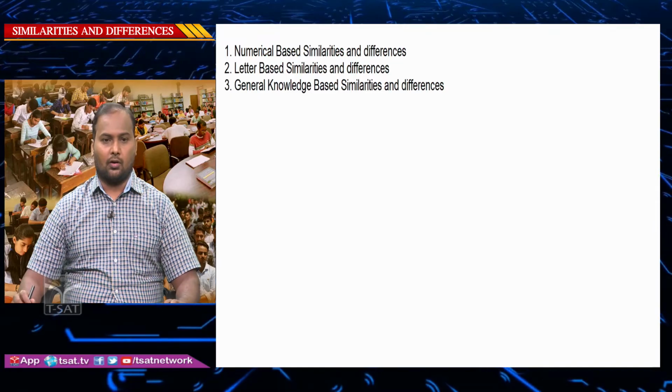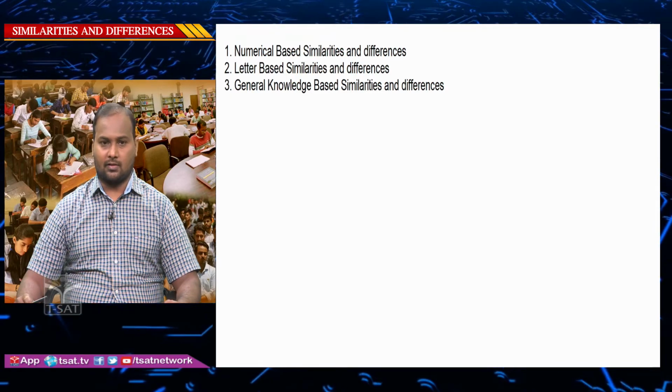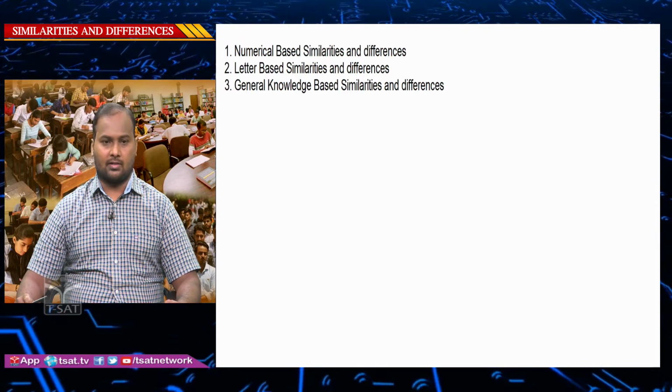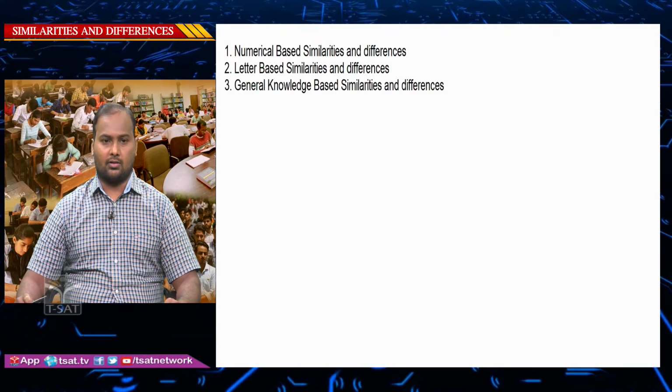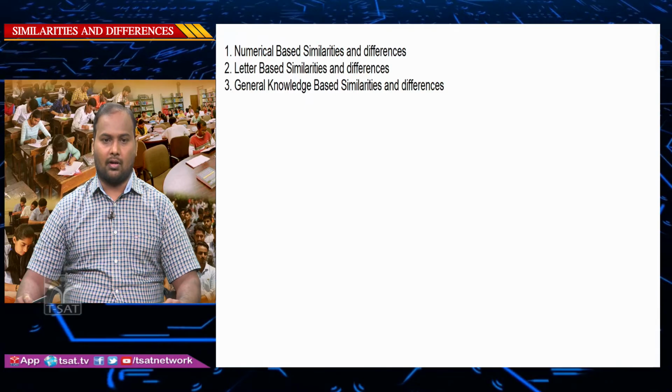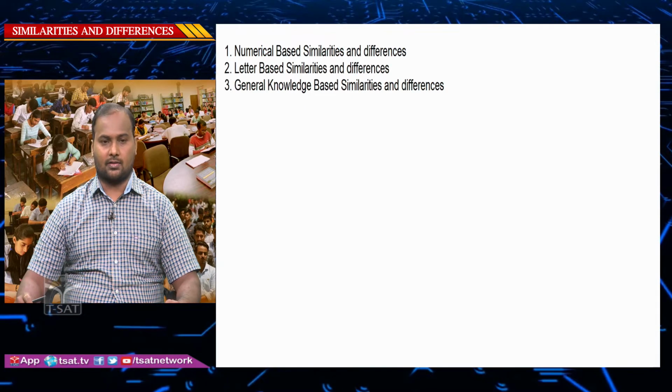In similarities and differences, we have a total of three types. These are the three types. One is numerical based similarities and differences, the other is letter based similarities and differences, followed by the very important general knowledge or vocabulary based similarities and differences.